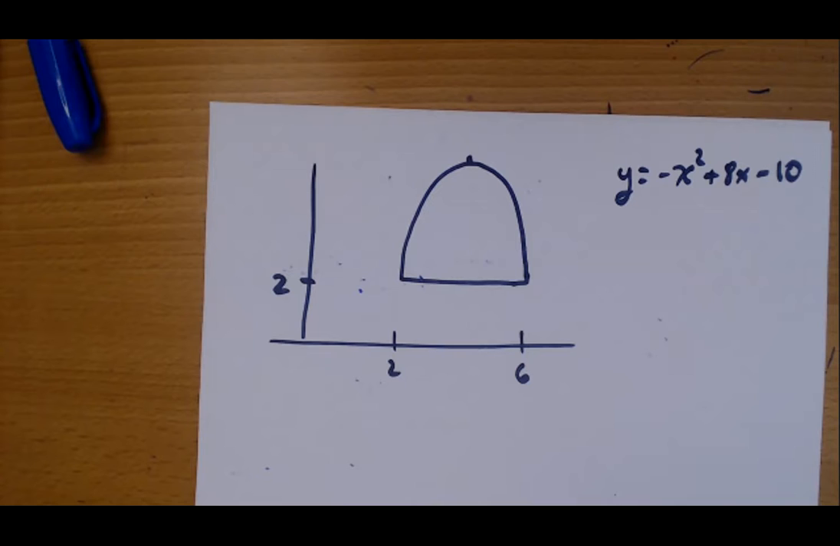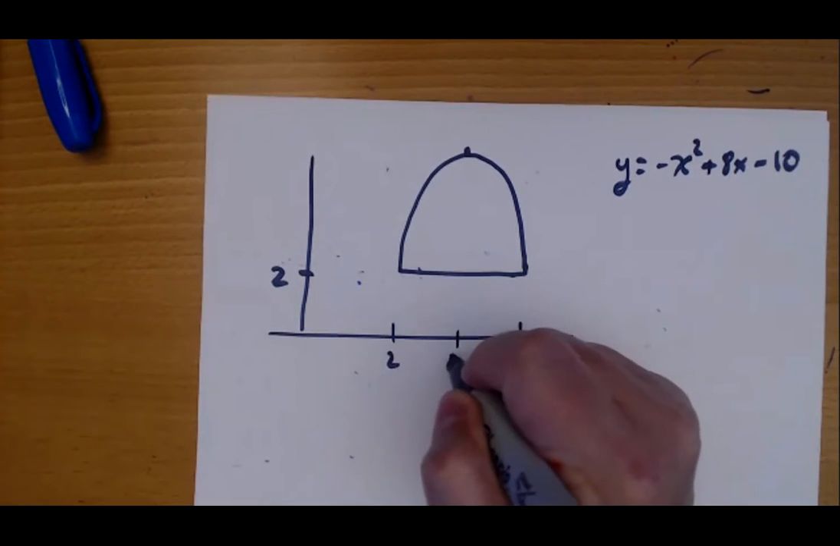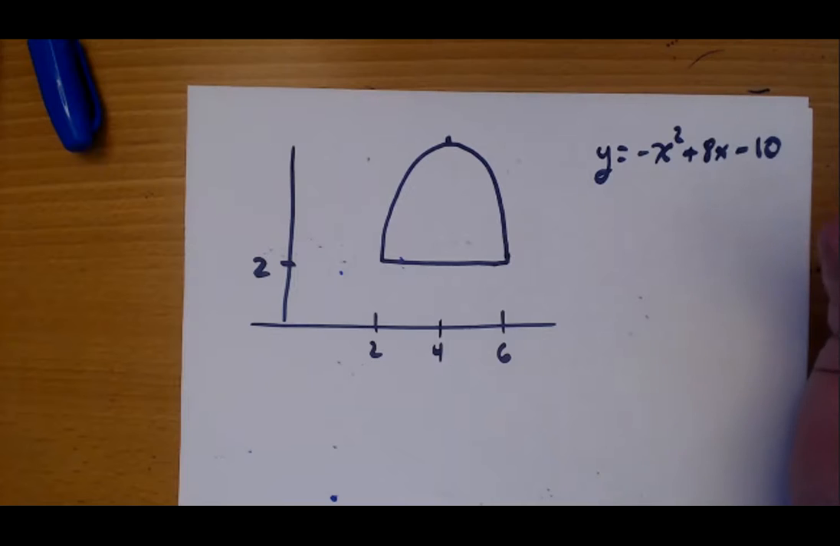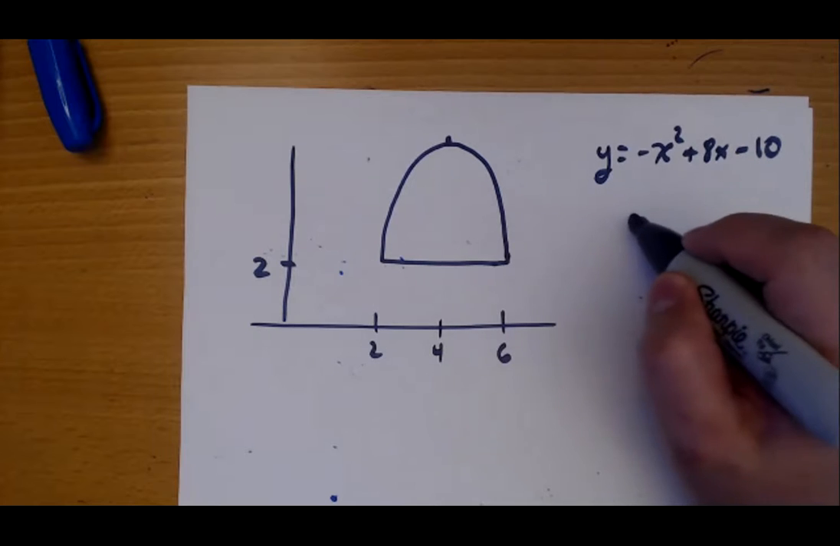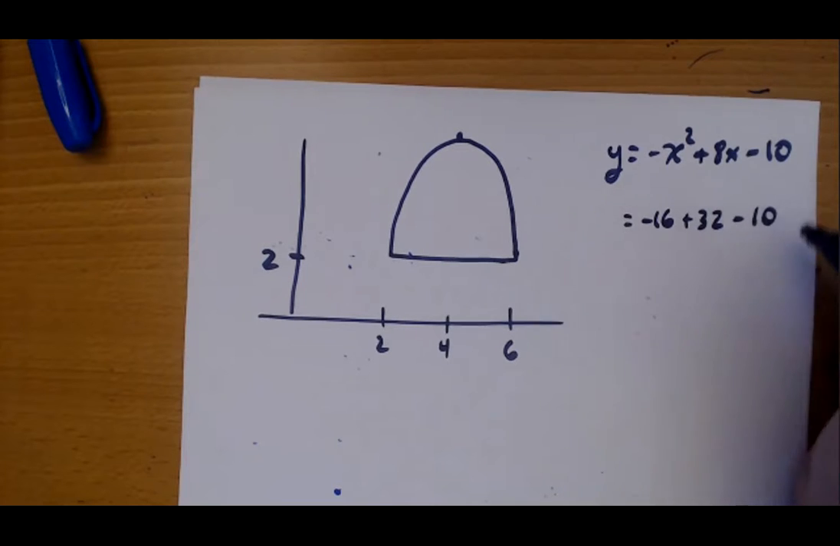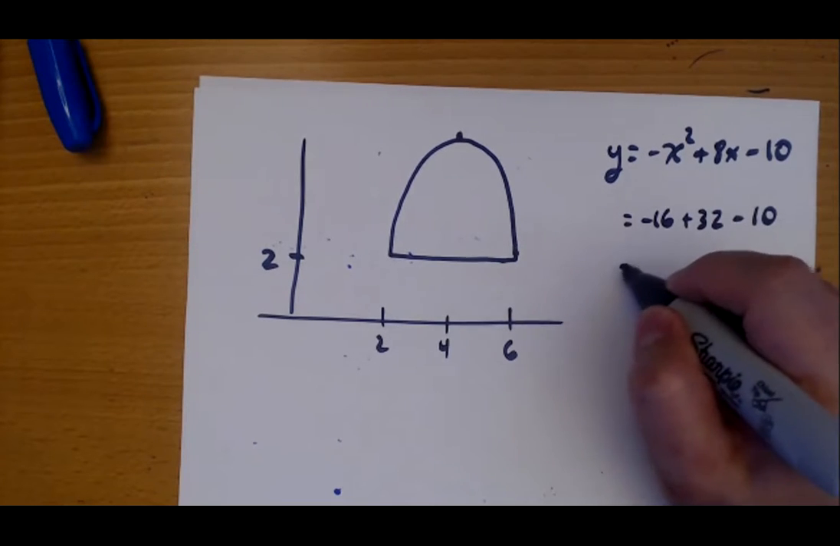You're exactly right. How did you know that it was 4? It's the number in between the two bounds, x equals 2 and x equals 6. Right, because it's a symmetric parabola. The vertex has to be in the middle, so it is 4. Or you just take the derivative and set it equal to 0. Negative 2x plus 8 equals 0, x is equal to 4. So you plug in 4 and you get negative 16 plus 32 minus 10, which is 6. So x is 4, y is 6.